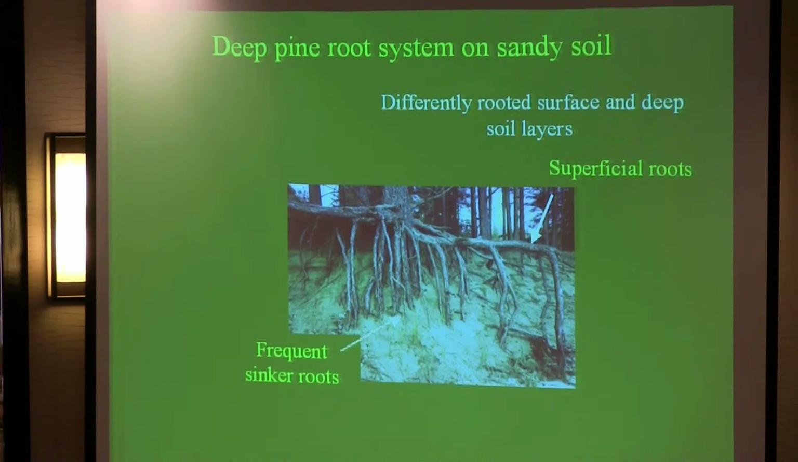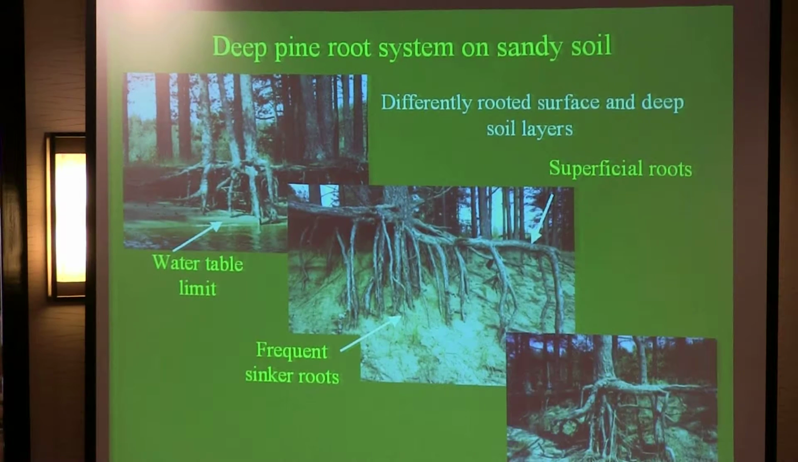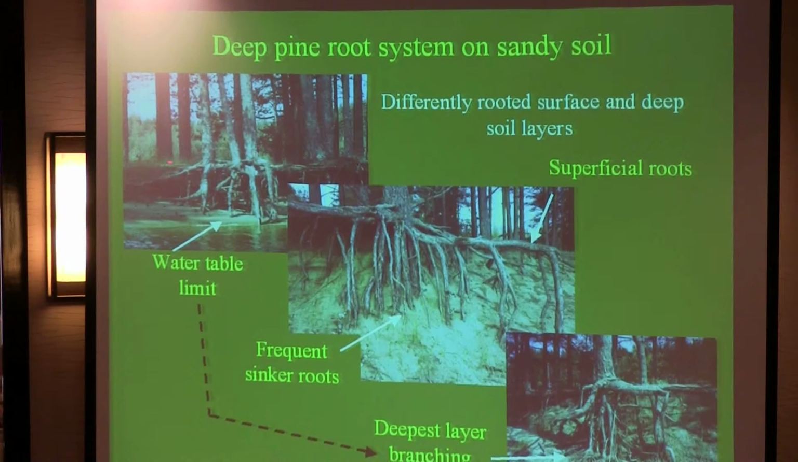But this is just an example of how roots differ. You see here you have superficial roots, here you have sinkers. And sinkers are branching at the level of water. In this particular case, it was a tree growing at the shore of a lake. And when the water decreased, only under such conditions were these roots visible. Otherwise, they are underwater.